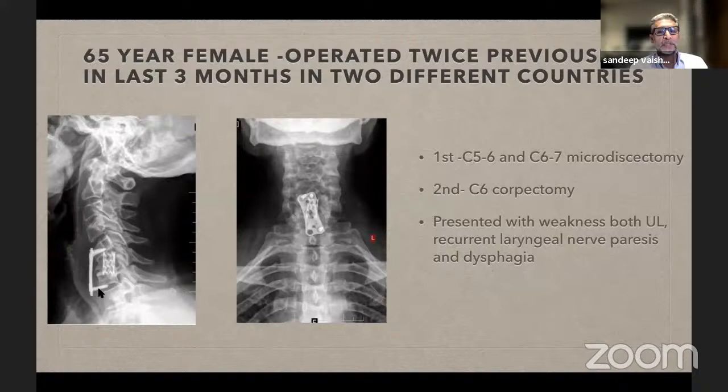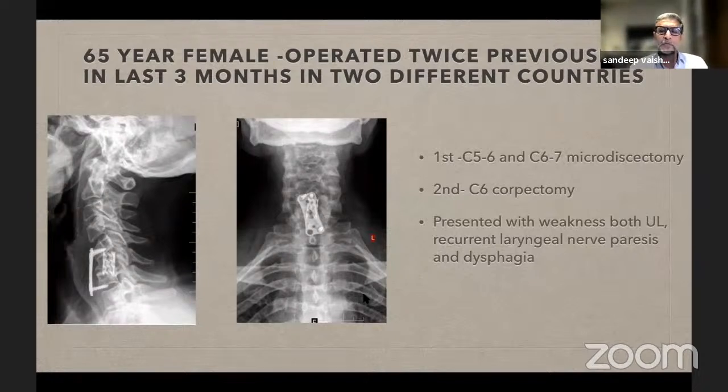As you can see, the screws are in the disc space and the plate is quite tilted, and the surgeon just put in 1 screw here. I don't know what was happening. This just shows the importance of taking an AP X-ray also, so that you don't land up in this situation. The patient presented with significant weakness in both upper limbs, and she had a significant recurrent laryngeal nerve paresis and was recovering from that and had persistent dysphagia.